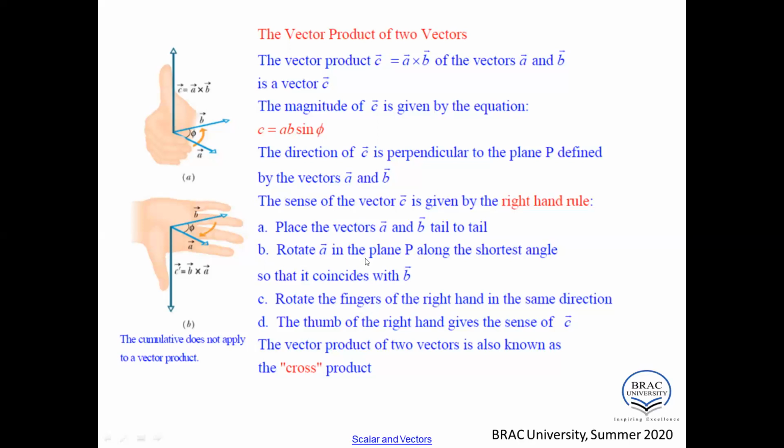So here we see that the direction of vector A cross B is upward and the direction of vector B cross A is downward. The difference between vector A cross B and vector B cross A is only the direction. The magnitude is the same, AB sine phi, but the directions are opposite. Then we can write vector A cross vector B equals minus vector B cross vector A.